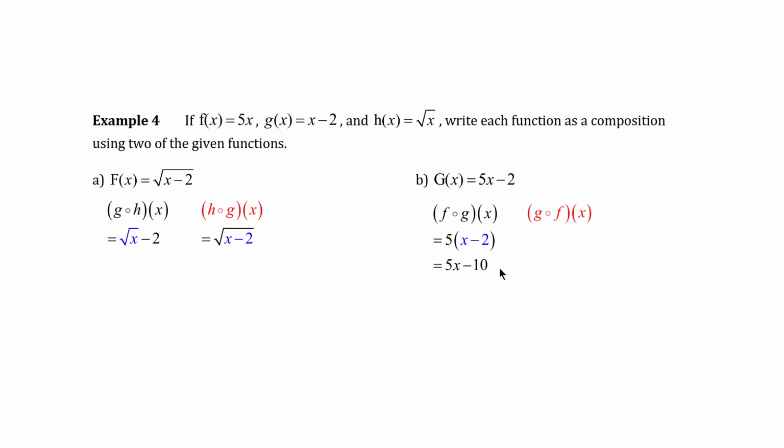Next, we try the composition g composed with f of x. We start by taking f of x, which is 5x, substitute it in for x in the function g. We get 5x minus 2, which is the same as our function capital G of x. So our final answer is g composed of f of x.